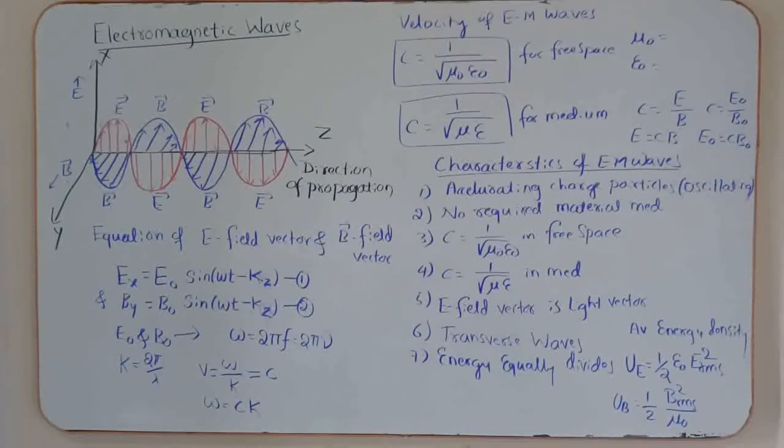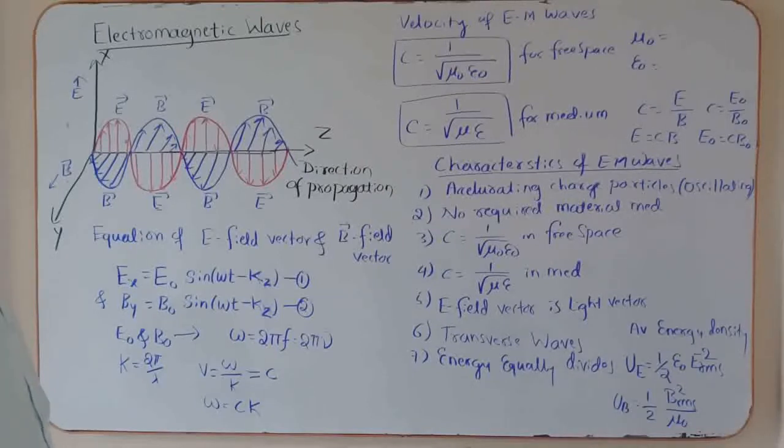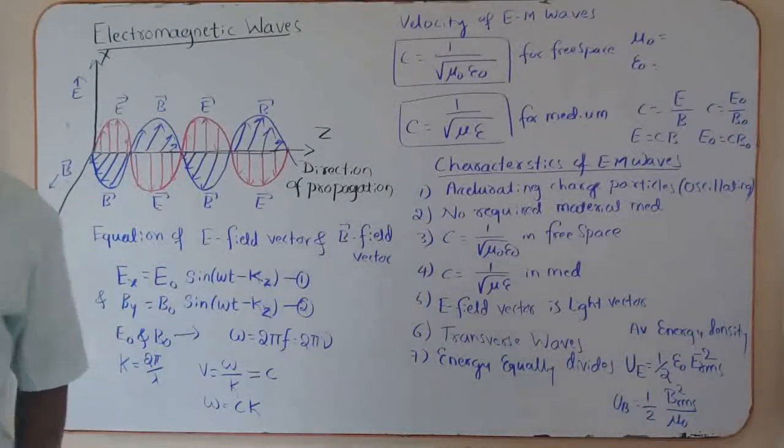Now, in this video clip, I want to discuss about the electromagnetic waves. What are the electromagnetic waves? Then what is the equation for the electric field vector and magnetic field vector, and velocity of the electromagnetic wave and the characteristics of the electromagnetic wave. Now you come to the point, what are the electromagnetic waves?